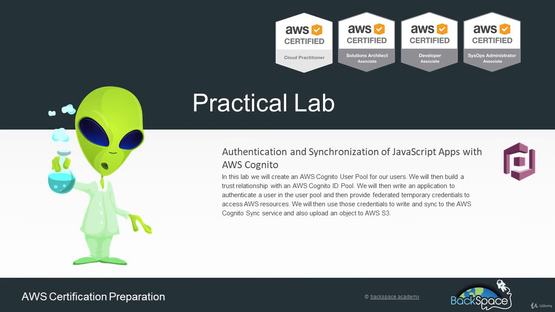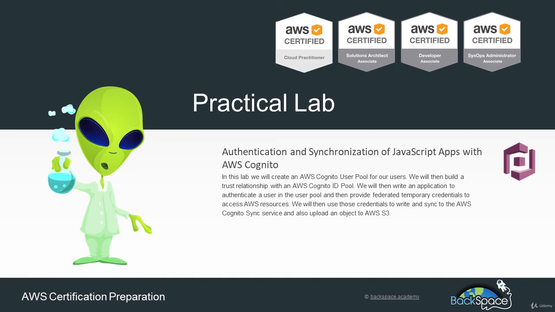In this lab on authentication and synchronization of JavaScript apps with AWS Cognito, we're first off going to be creating an AWS Cognito user pool, which will store information on our users of our application. We're then going to build a trust relationship between this user pool that contains our users to the AWS Cognito ID service. Once we've done that, we can then write an application that can authenticate a user in that Cognito user pool and then provide them with temporary credentials to access our AWS resources safely.